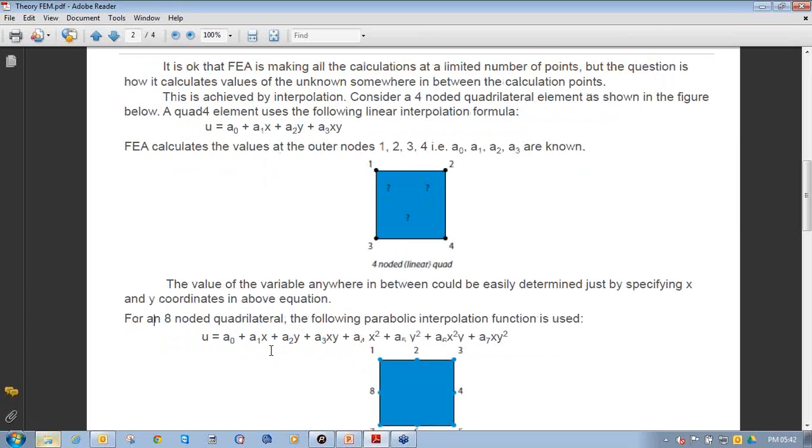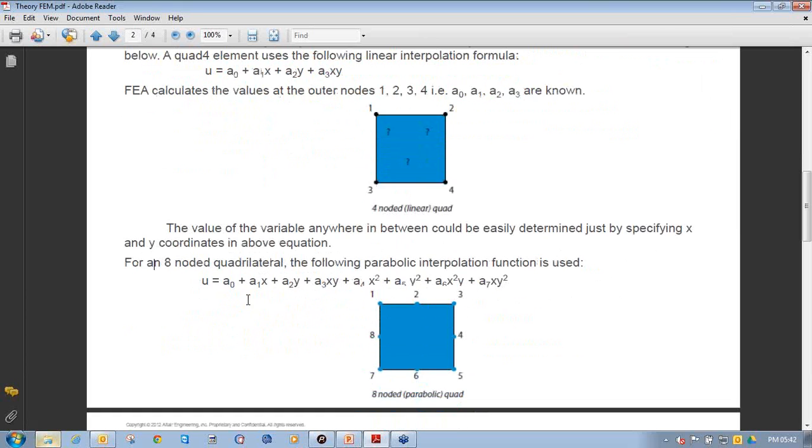Now we will look at an 8-noded quadrilateral element. For an 8-noded quadrilateral element, the following parabolic interpolation function is used: u equals a0 plus a1x plus a2y plus a3xy plus a4x square plus a5y square plus a6x square y plus a7xy square. So for an 8-noded, that is a second order chord element, this is the formula used for the interpolation function.